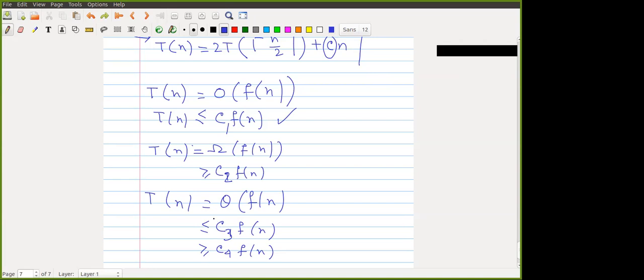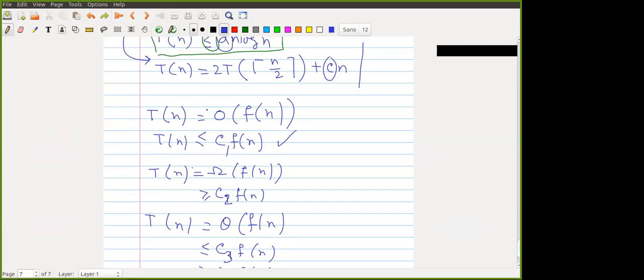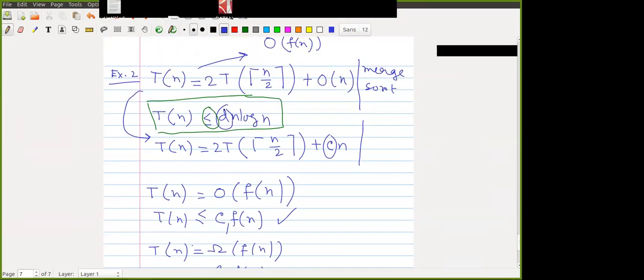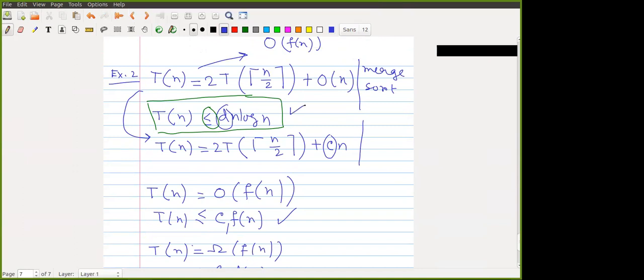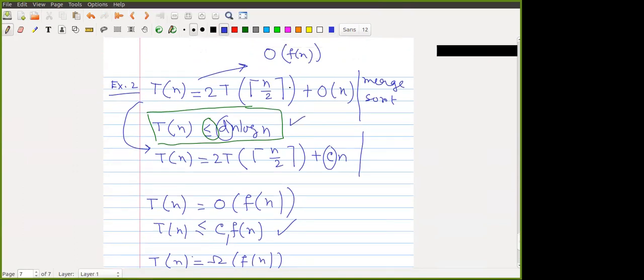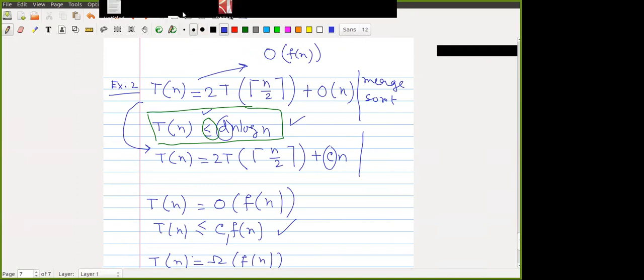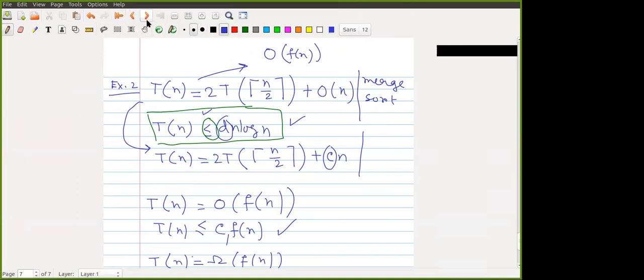You understand my point? What we want to prove determines what kind of guess we take. Here we will see only big O notation, so we are guessing that T of n is less than or equal to something. Okay, this is okay, right?